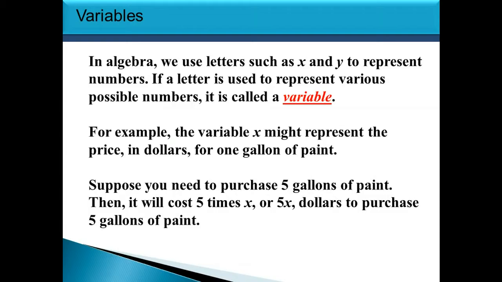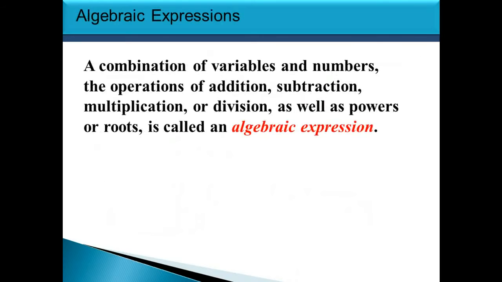Suppose you need to purchase 5 gallons of paint. Then it will cost you 5 times the cost of 1 gallon of paint, so that would be 5 times x, or 5x, dollars to purchase 5 gallons of paint. A combination of variables and numbers, the operations of addition, subtraction, multiplication, or division, as well as powers or roots, is called an algebraic expression.